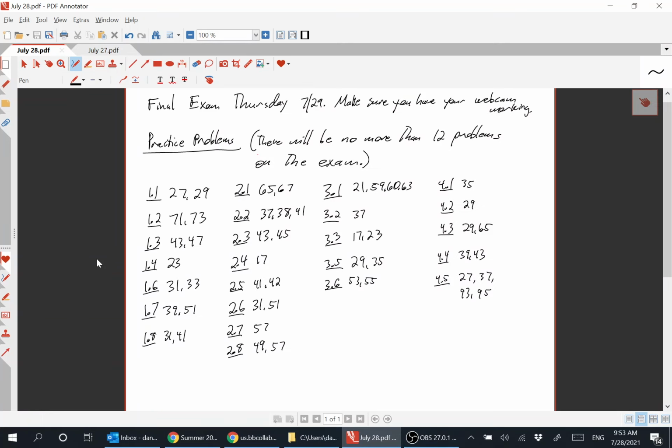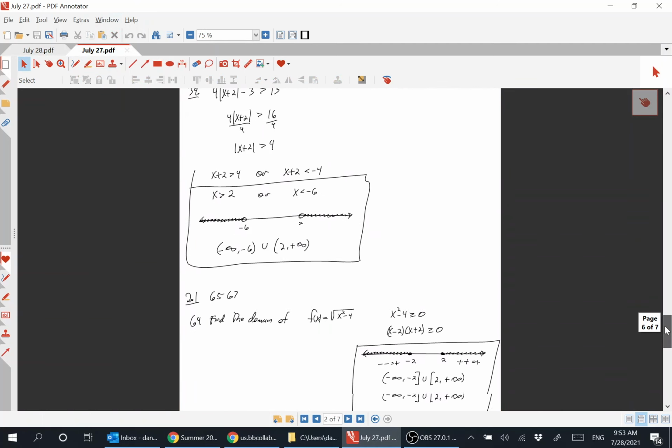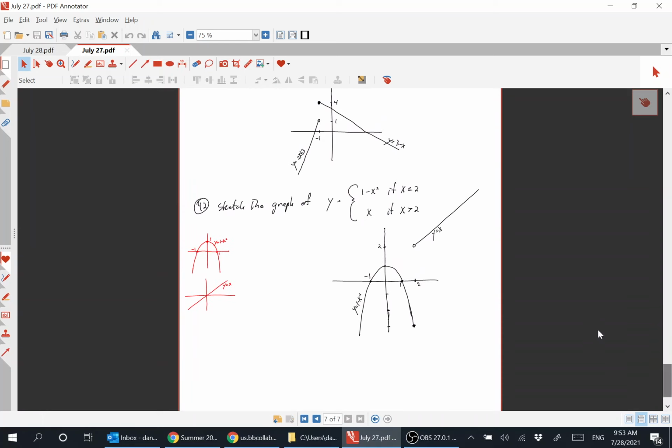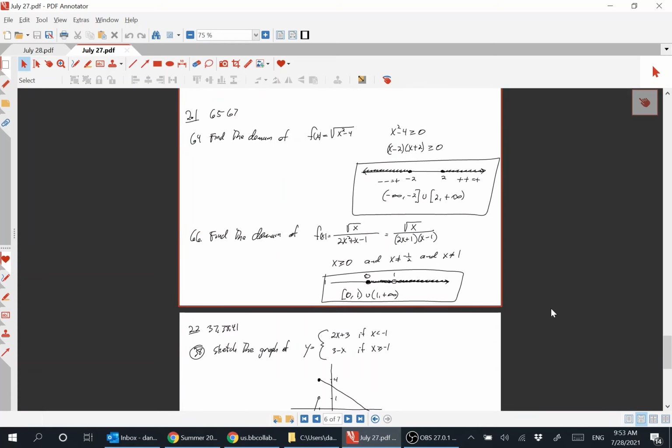So this represents all potential material on the final exam. Yesterday we went over up until, I guess this is section 2.2.